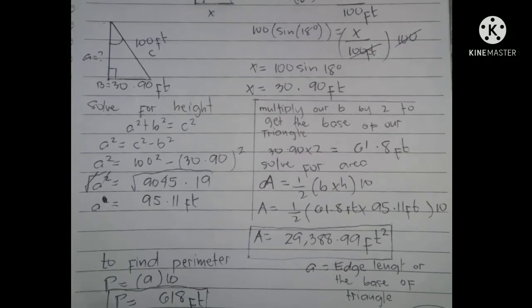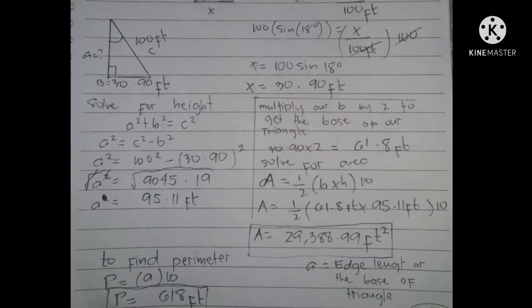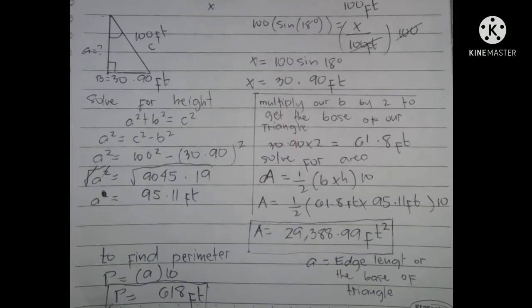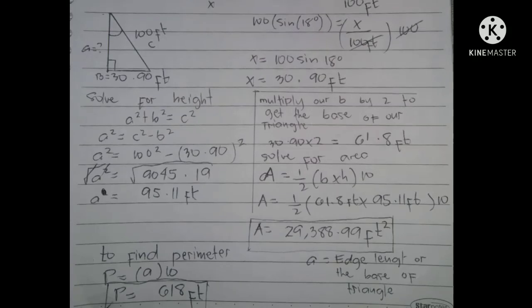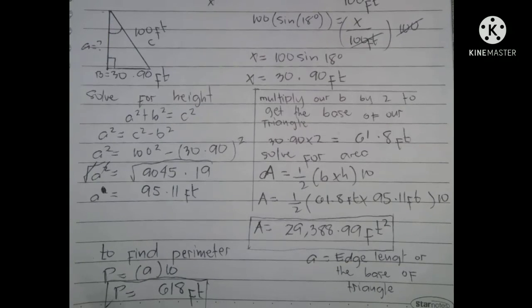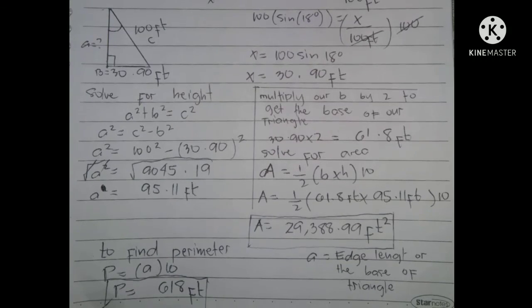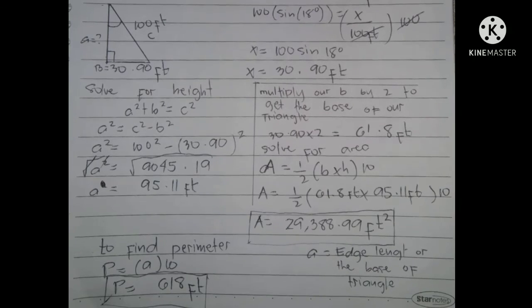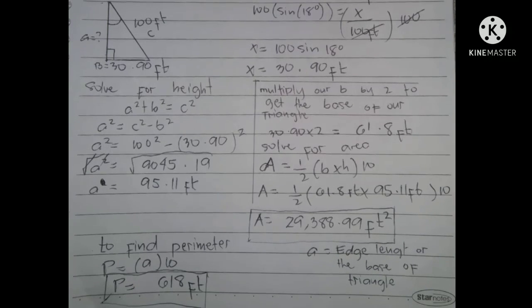Now we can solve for our perimeter. I'm going to use the formula P equals A times 10. So our A is the edge length or the base of our triangle. So P is equal to our base, which is 61.8 feet times 10, and we will get P equals 618 feet, and that is our perimeter.